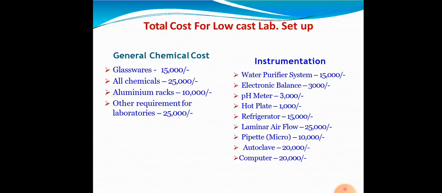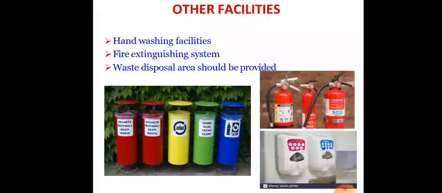a water purifier system about 15,000, electronic balance we need 3,000, pH meter we need 3,000, hot plates 1,000 rupees, refrigerator we need at least 15,000, laminar airflow chamber we need 25,000, micropipettes of different ranges we need 10,000 rupees, autoclave we need 20,000, and computer we need 20,000 for the starting of a low cost plant tissue culture laboratory.